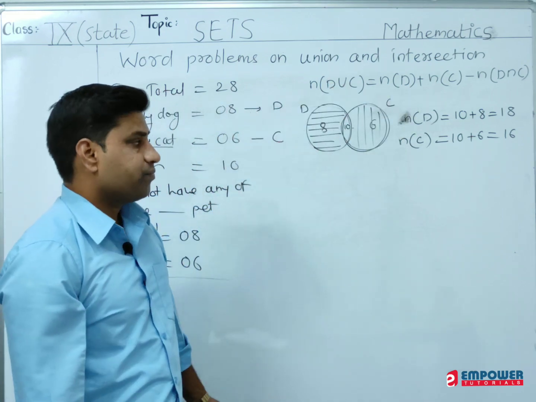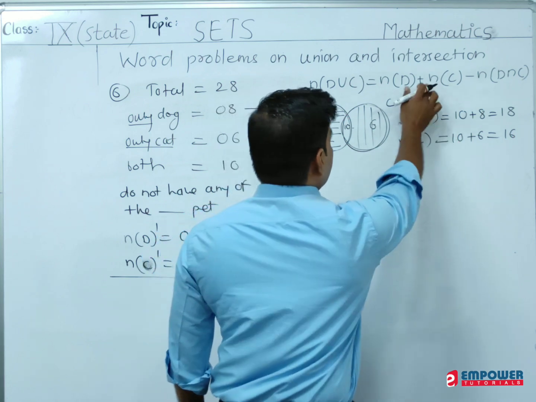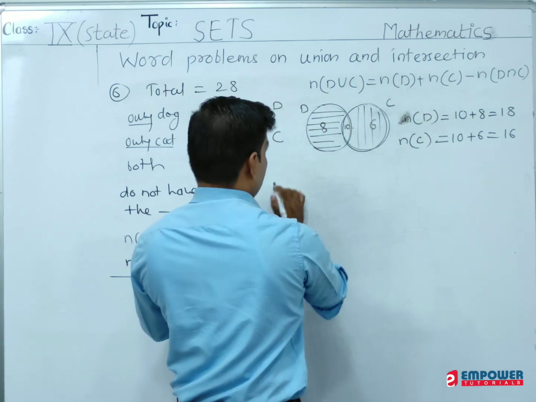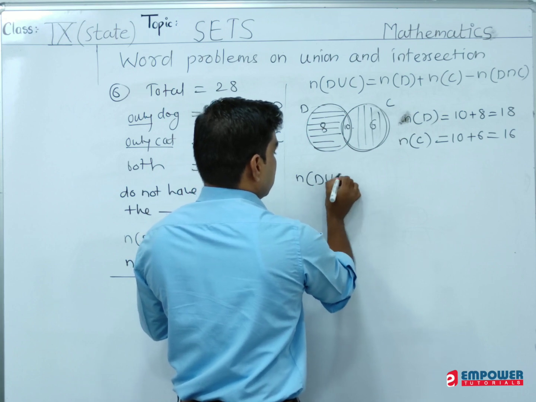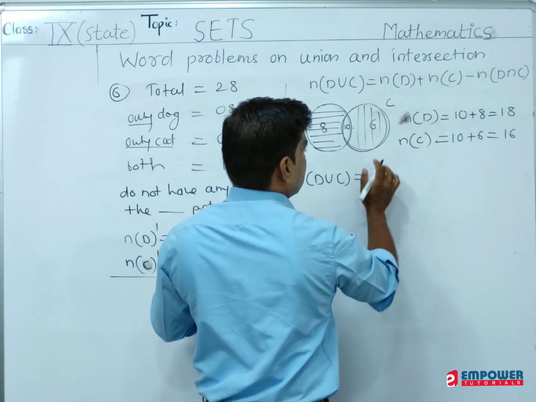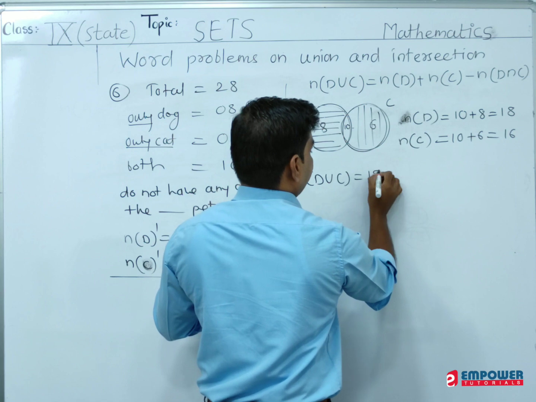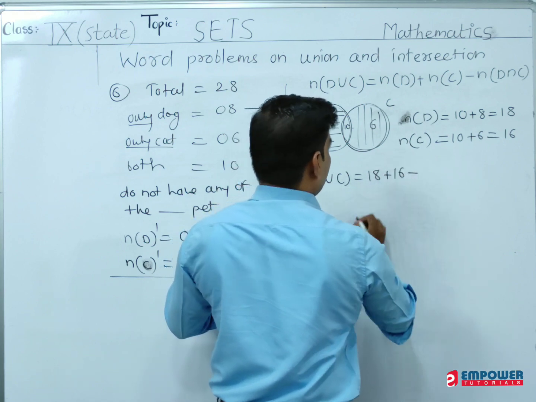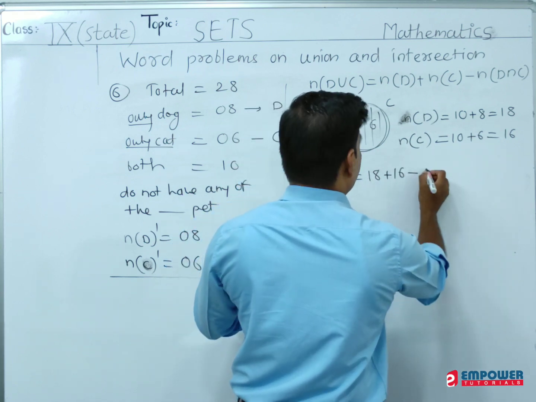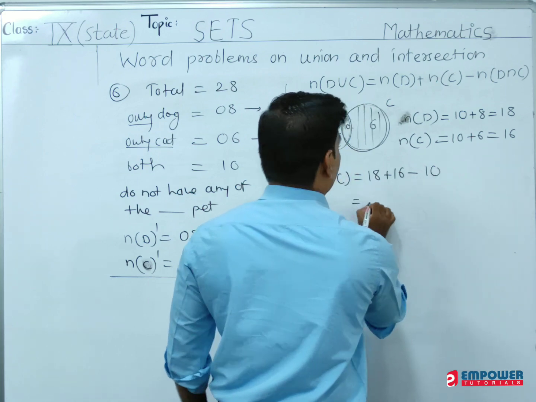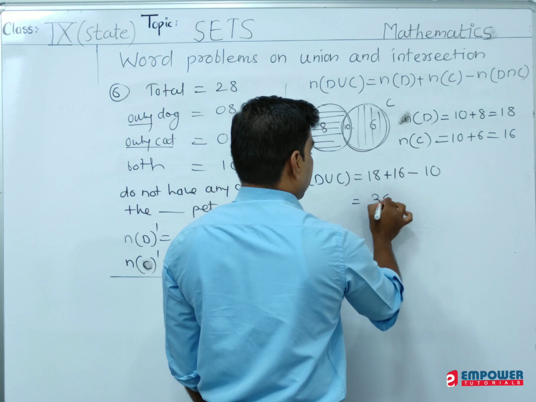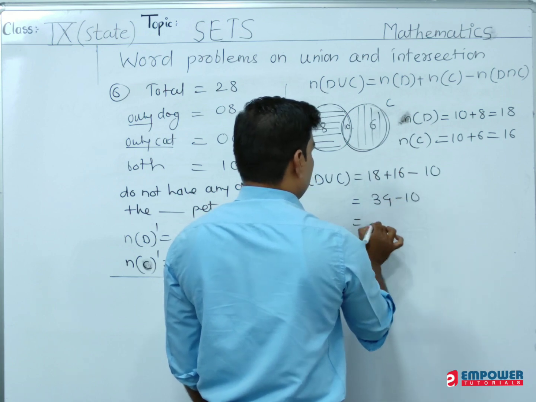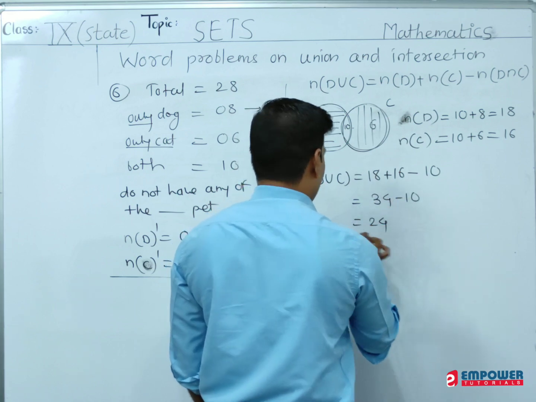You got it? Okay, now put these values in our above expression and you will get n of D union C. What is n of D? It is 18, plus 16, and what is D intersection C? It is 10. So it is 34 minus 10. 34 minus 10 is what? 24.